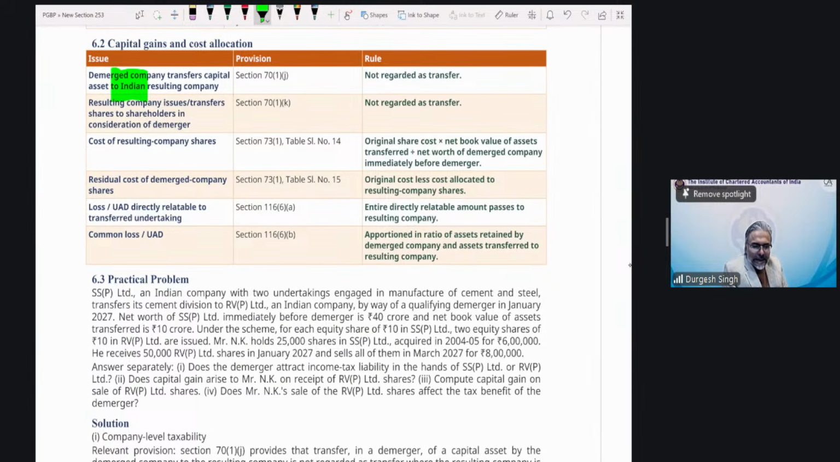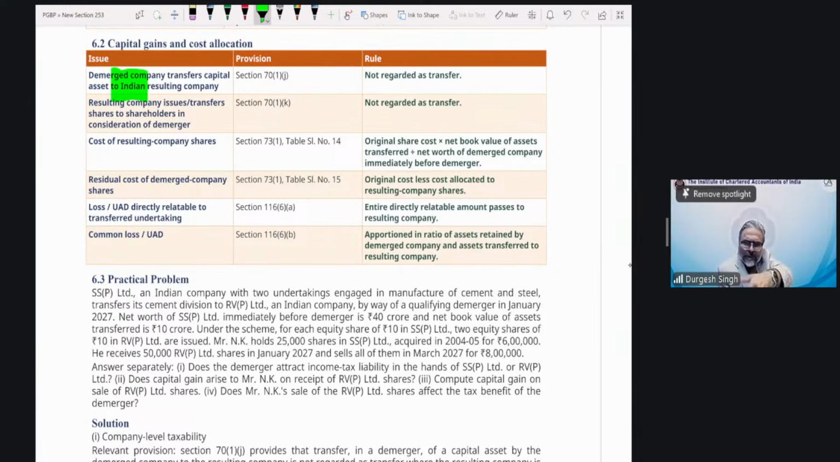Why, students? Now, Kanaya, in your case, you said, no, sir, I am receiving the shares of the resulting company as a shareholder. Will I be subject to any capital gains on the extinguishment of my right in that division? And the answer is no, 71K. This is your answer, Kanaya. But just remember the broader logic which I told you. The tax neutrality. What is the word I'm using, students? The tax neutrality is applicable at the entity level as well as at the shareholder level, provided you satisfy the conditions.